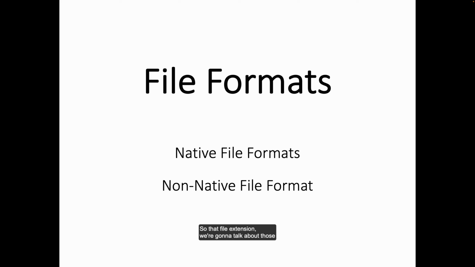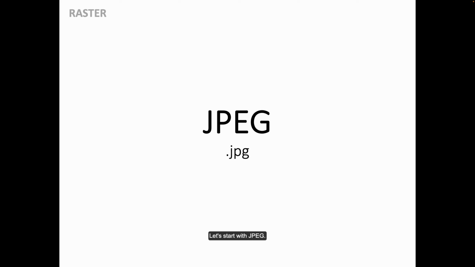So that file extension, we're going to talk about those as we talk about these different file types. Like I said, it comes after that period, the file name, dot, and then that extension. And it's typically 2 to 4 characters long. I would say generally we're looking at 3 characters. So if you've ever opened a document or viewed a picture, you probably noticed that they have those, .jpg for JPEG. Let's start with JPEG.